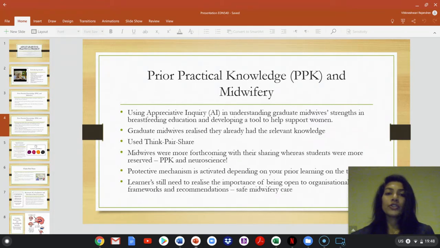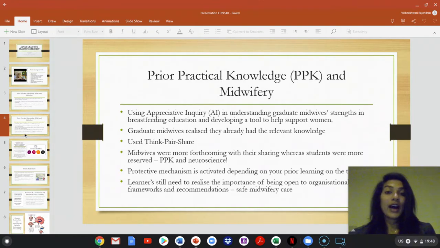And during the appreciative inquiry, we also covered the learner and the organization. Especially within the context of midwifery, it is very important to appreciate the strengths of the learner, but it's also important to realize the objectives and the purpose of the organization, because in midwifery, the organizational purpose is to provide safe, efficient midwifery care, and it's really important that the midwives also appreciated that and received that and acknowledged that and accepted that.